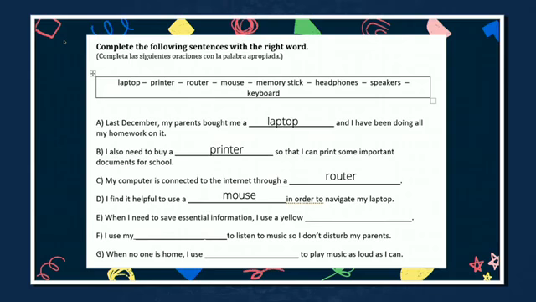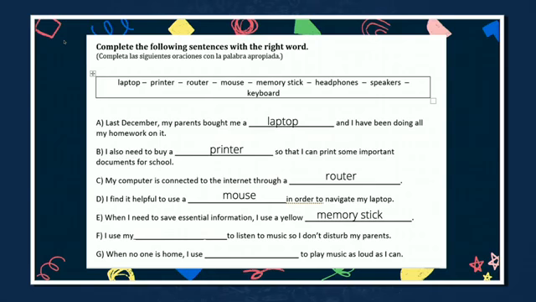Next one. When I need to save essential information, I use a yellow... Cuando necesito guardar información importante, utilizo una... keyboard, router, or memory stick. Yes, a yellow memory stick. Una memoria de color amarillo.